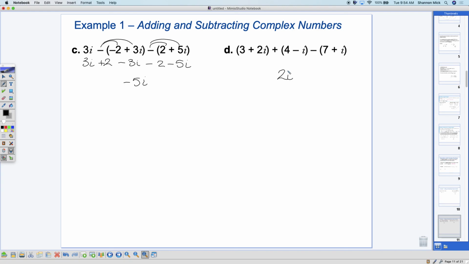What did I forget to do? My first answer was 2i, but the answer is 0. You forgot to distribute your negative to the what, specifically? To the i. I distributed it to the 7, but I forgot to distribute it to the i. Yeah, 0.